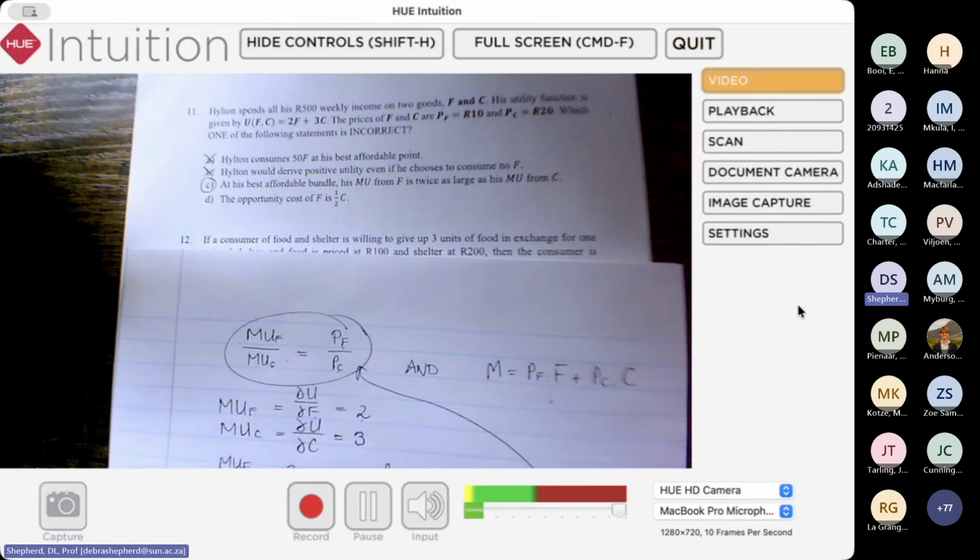So every time I choose to consume 1 unit of F, so I'm spending 10 Rand on that 1 unit, what am I having to give up for that? What is the trade-off? The trade-off is half a unit of C. That 10 Rand is 10 Rand that could have gone towards C. And that 10 Rand would have bought me only half a unit of C. So D is true, which is why it isn't the correct answer to this question.